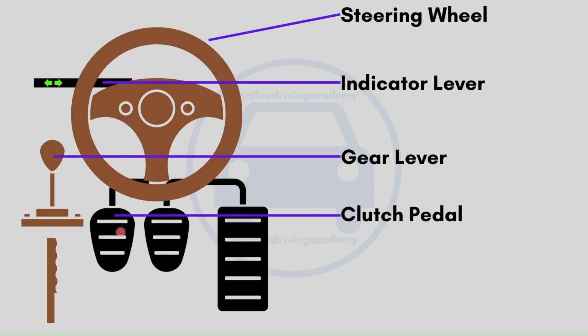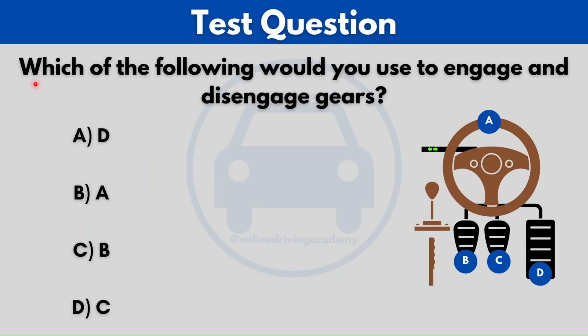We can now see the fourth control of the vehicle, and this will be your clutch pedal. Now, what is your clutch pedal used for? Obviously, your clutch pedal you will find in a manual vehicle, and it will be the pedal all the way to the left-hand side. Now, this clutch pedal will help you in disengaging and engaging a gear, right? Without a clutch pedal, you will not be able to change gears. So the question here asks, which of the following would you use to engage and disengage gears?